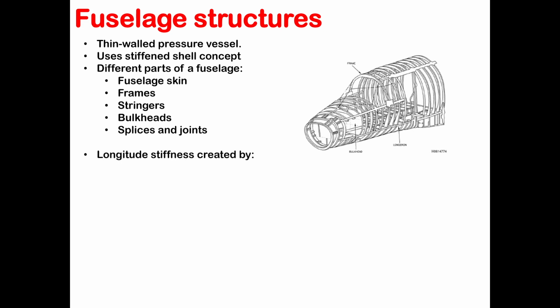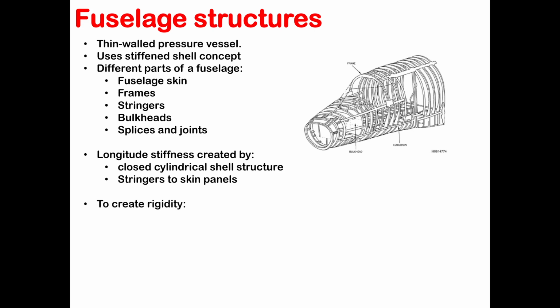Longitudinal stiffness in a fuselage structure is created by a closed cylindrical shell structure, essentially, and also by the stringers attached to the skin panels that you have. To increase the rigidity of this type of structure, the fuselage, we want to combine the stringers with longerons, and the pressure bearing is done by the bulkheads.